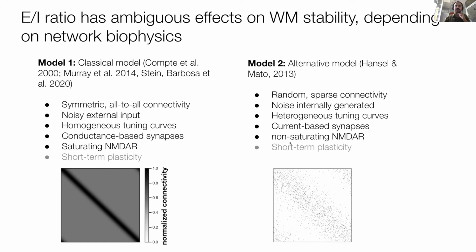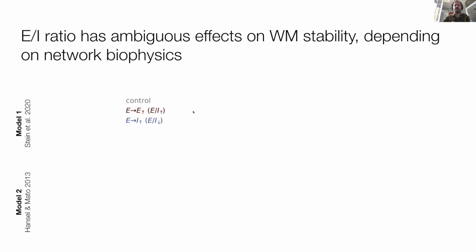And both of them have short-term plasticity. So all I want to show with this slide is that you could think, okay, this model is more biological because it has random and sparse connectivity. But on the other hand, this one has conductance-based synapses and saturating NMDA receptors. So I think it's fine to say that these are on more or less equal grounds with regard to biological plausibility. But they lead to really opposite predictions when one tries to do the manipulations that Murray does.